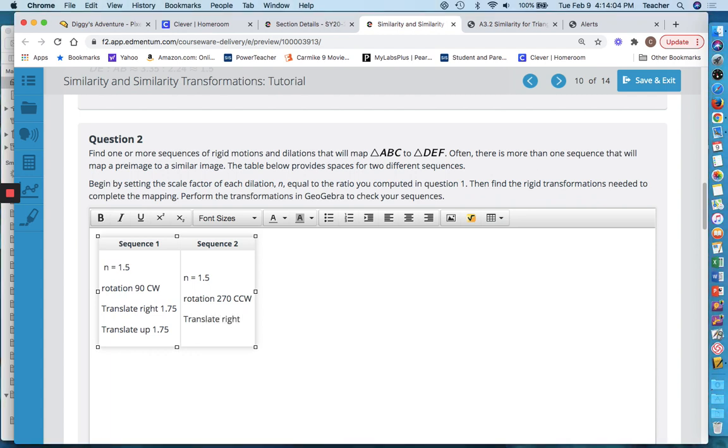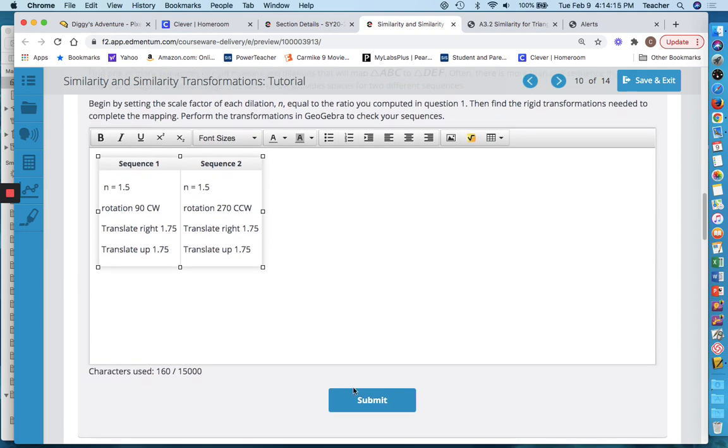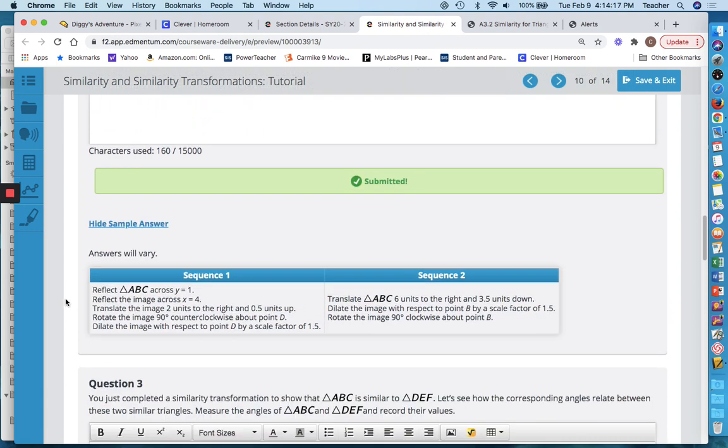which means that I can translate right 1.75 again and translate up 1.75. I love it. Beat them at their own game, you guys. They're the same thing. Hit submit.